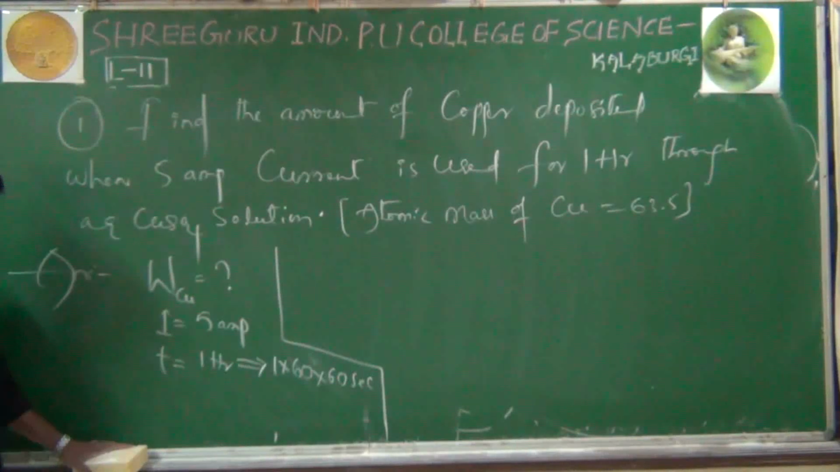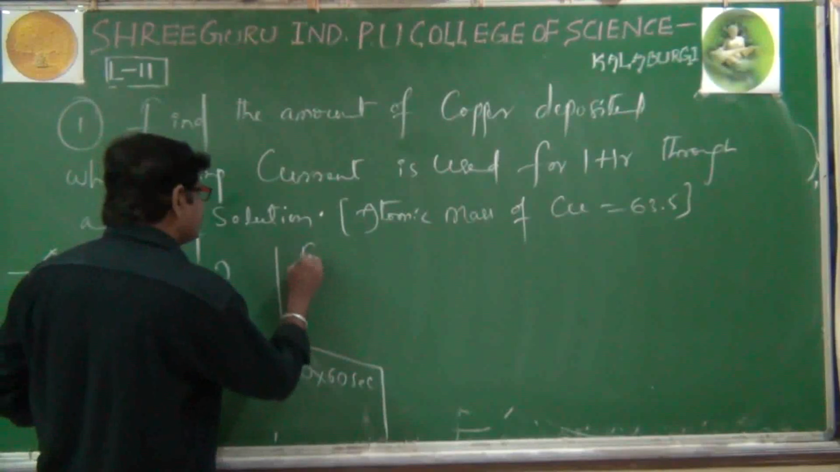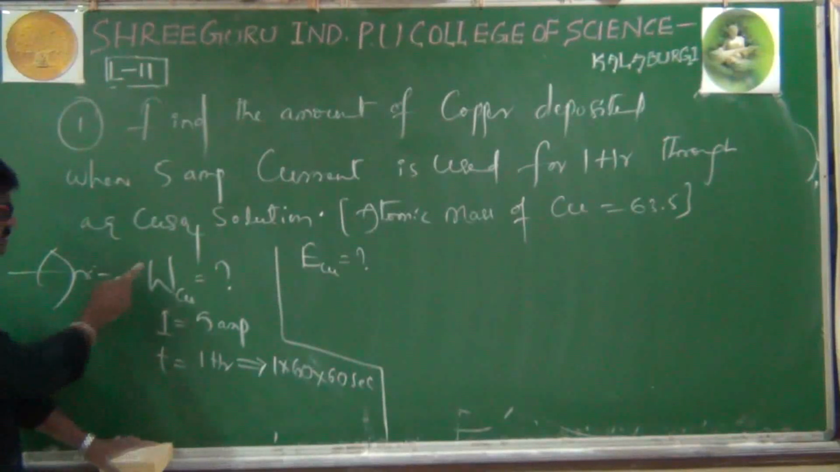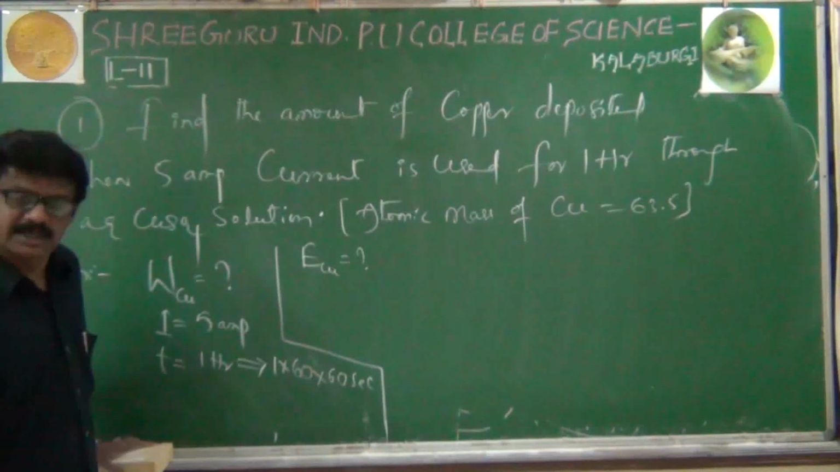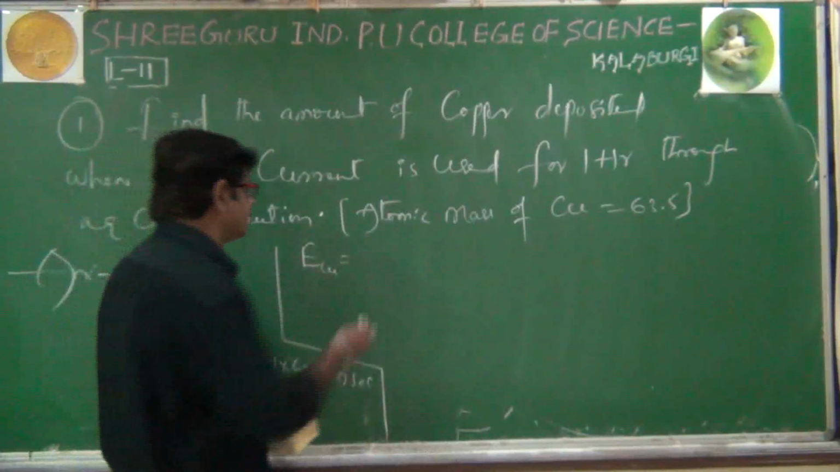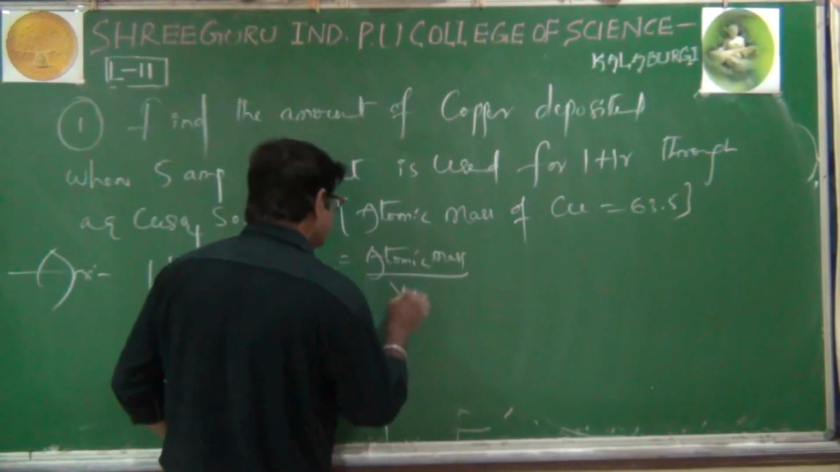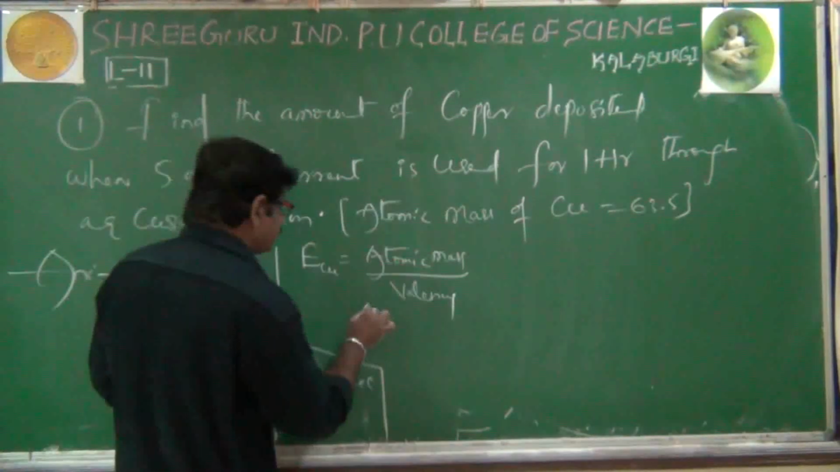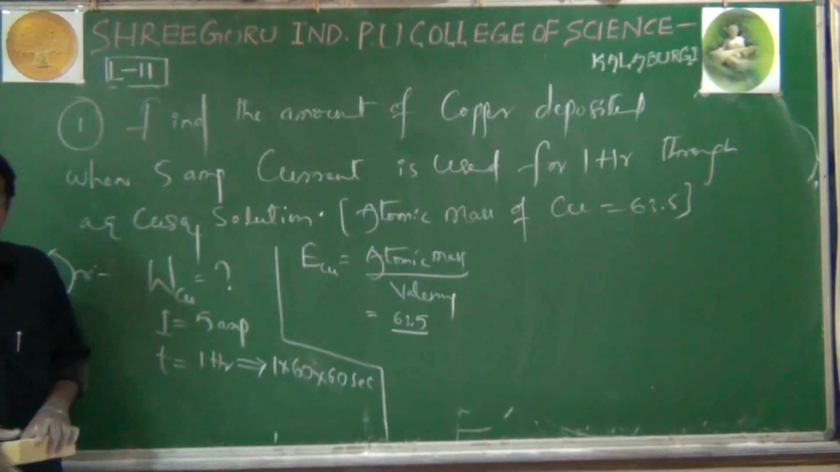And one more value is required, that is nothing but equivalent mass. Equivalent mass of copper is required, otherwise it is not possible to solve for the mass of copper. Equivalent mass is not given in the question, and of course no need to give it also, we have to calculate it. The equivalent mass formula is atomic mass divided by valency. Atomic mass is already given in the question, 63.5 divided by valency. Again valency is a question mark.